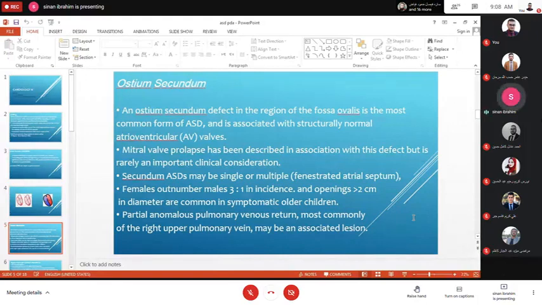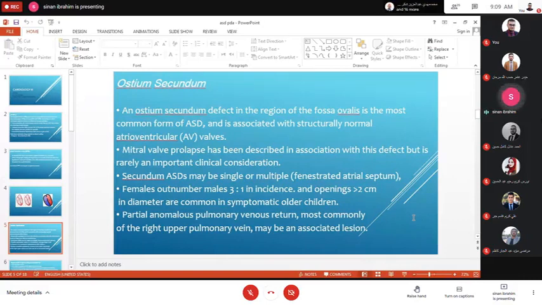طبعا ASD secundum usually it's common in females. Incidence معناتها 3 to 1 female to male, and usually we see it very commonly in female patients and especially in older age groups. Usually if it is small in size they do not produce symptoms before the second decade of life.